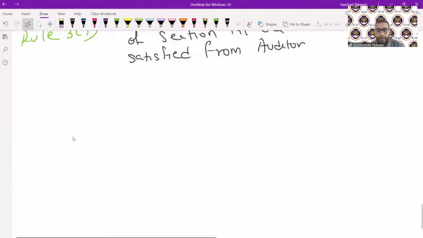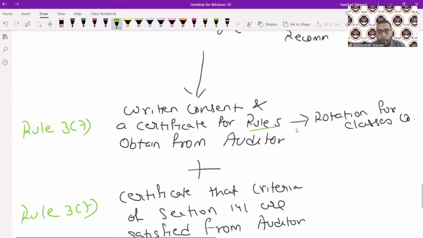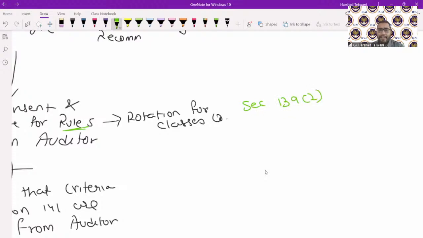Okay. Now, coming to the next point for this particular topic. Rule 5. We discussed Rule 5, rotation for classes of company. Now, for which company is there a mandate for the rotation? Section 139(2) says that an unlisted company or company belonging to such classes shall appoint or reappoint an individual for 5 consecutive years, and a firm for 2 terms of 5 consecutive years.